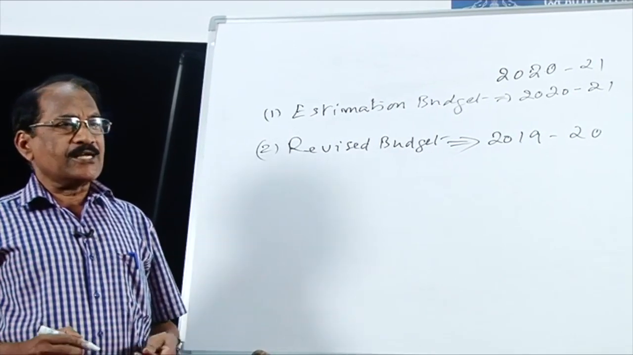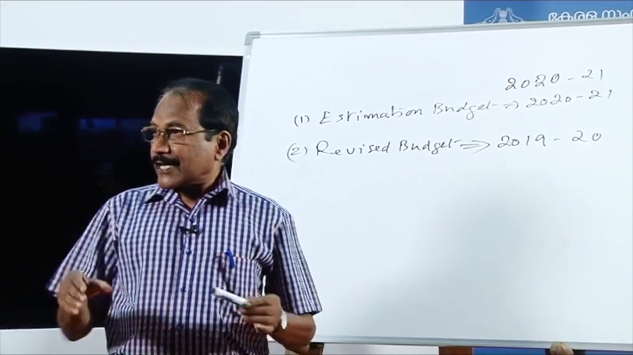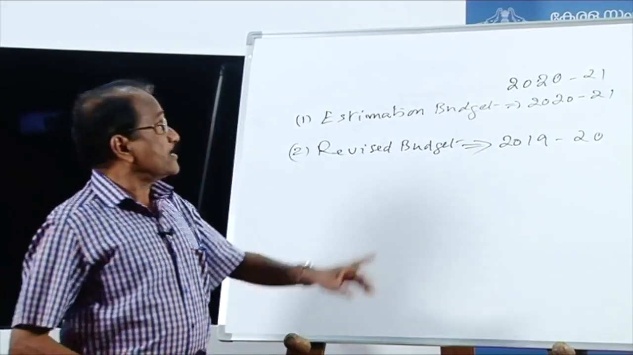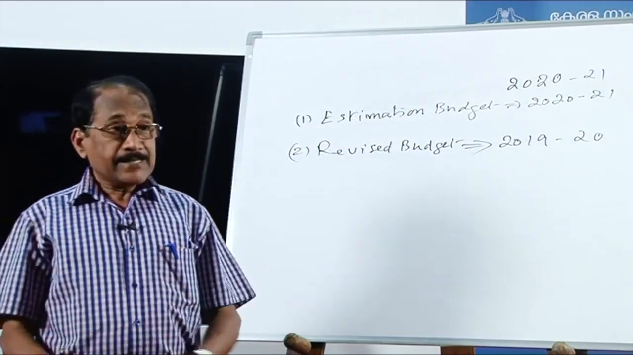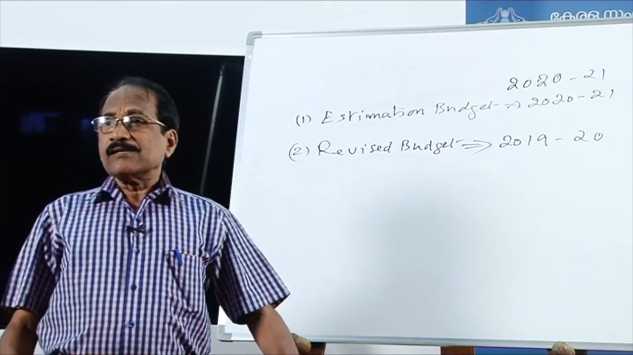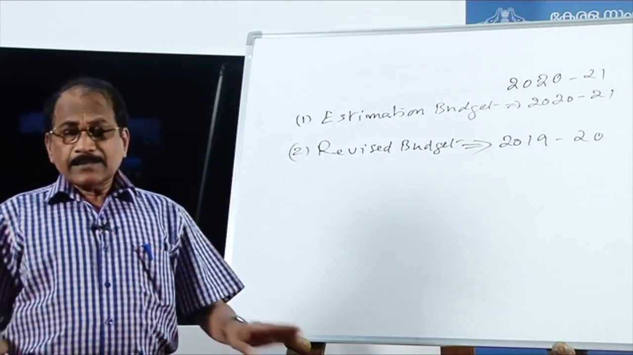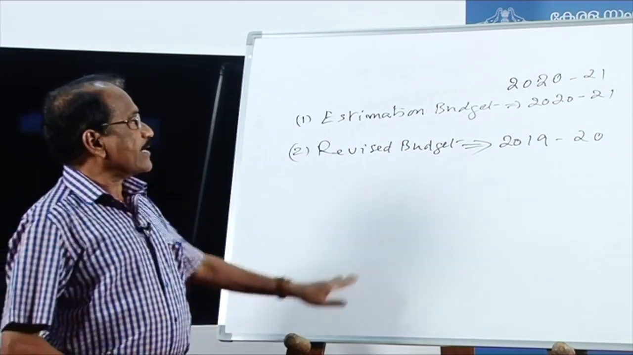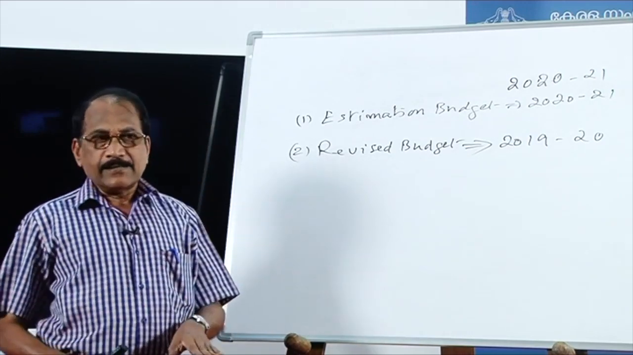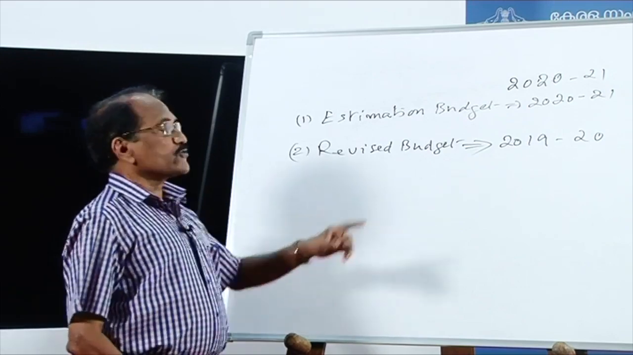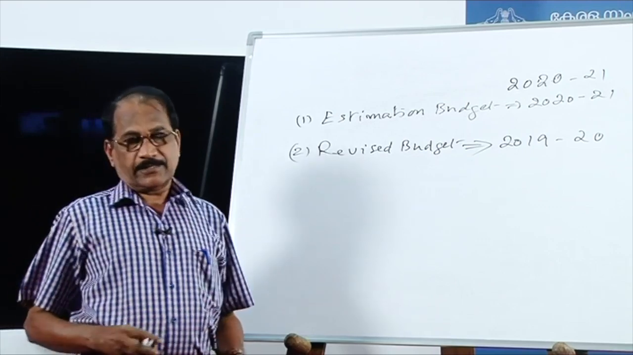For the current financial year 2019-20, some revision is necessary, because the current financial year budget was prepared last year as the estimation budget. Last year's estimation budget is now working. Some correction with respect to the revenue as well as the expenditure may be necessary. That revision is also done for the current budget, which is presented in the Parliament and known as the revised budget. Our revised budget is for the current financial year.